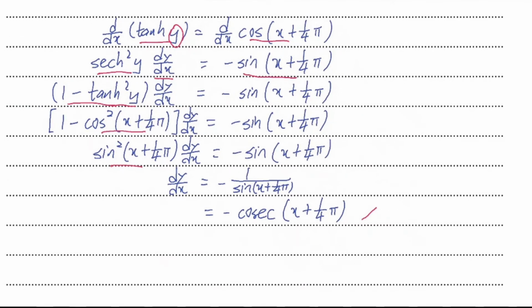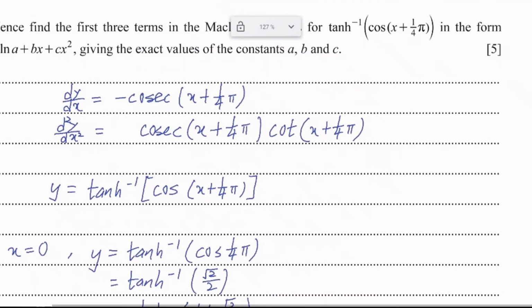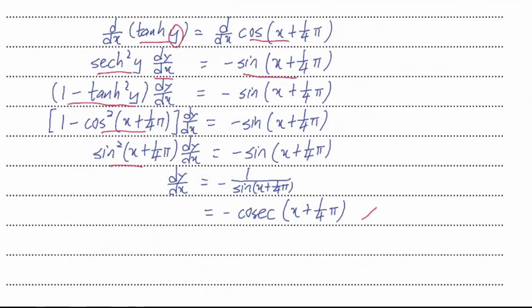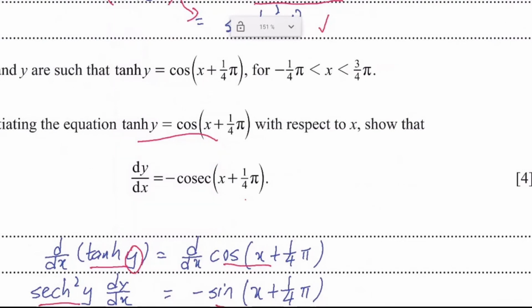So in the following part there, find the first three terms of the Maclaurin series for this arctan of the cos of the x plus 1 over 4 pi in this form. So they want us to find the Maclaurin series for this. The y here is actually the arctan of the cos of the x plus 1 over 4 pi.